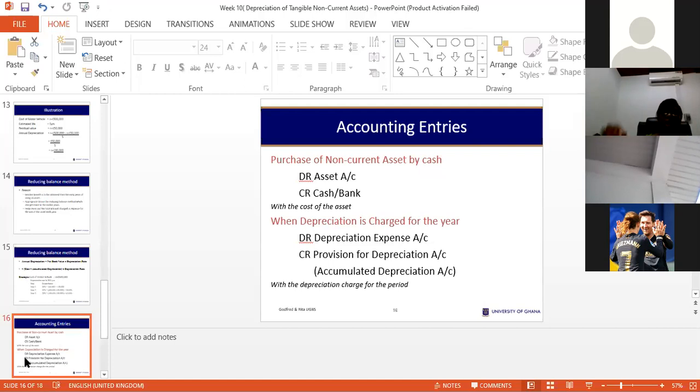Madam, please, the accumulated depreciation, how do you generate it? Yes, Ben, are you asking a question? Yes, madam. Please, the accumulated depreciation, how do you generate it?